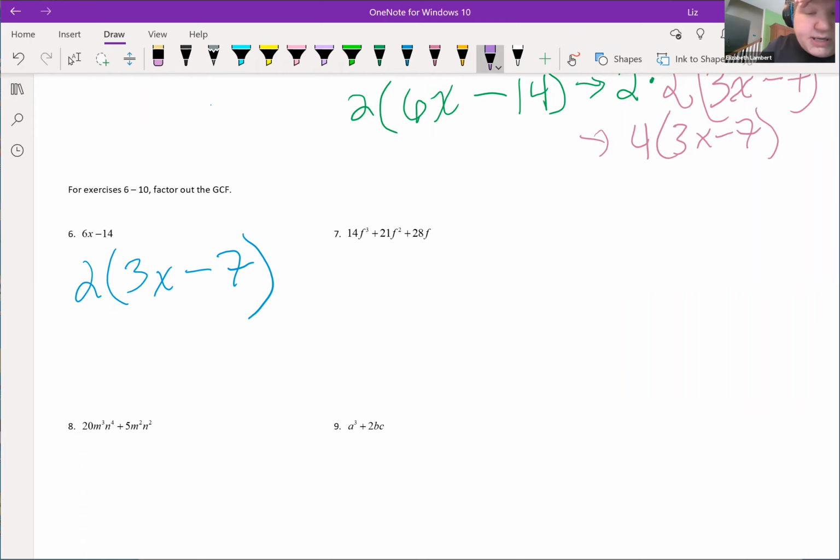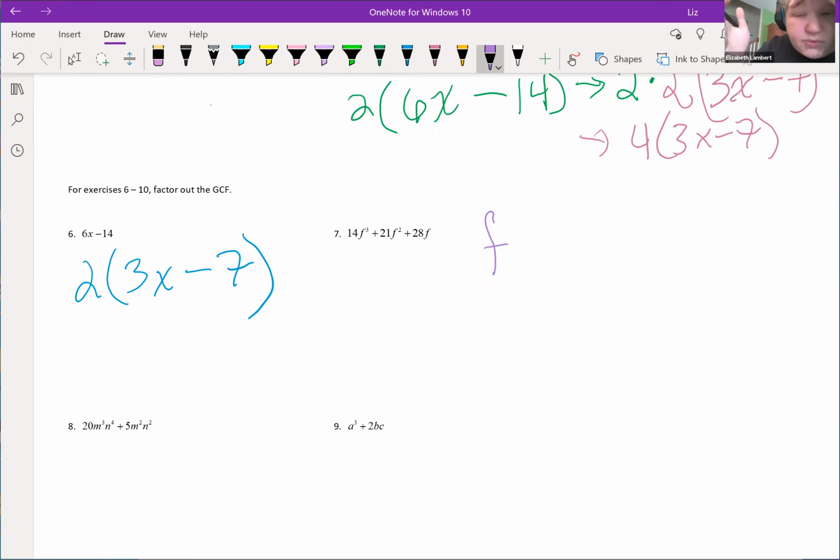So I have 14f to the third plus 21f squared plus 28f. These are not like terms. I cannot combine any of these because while they all have the same variable, they don't have the same variable to the same power. But since they do all have the same variable, the variable is part of what I can factor out.